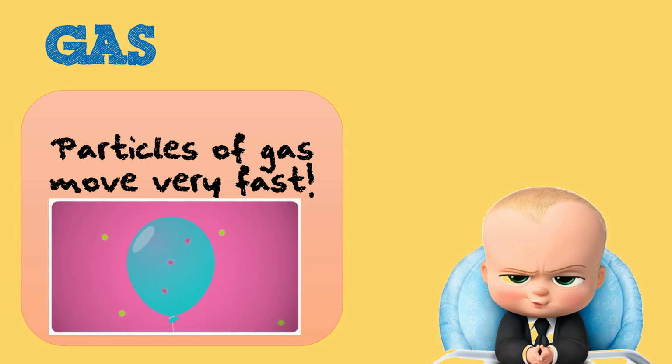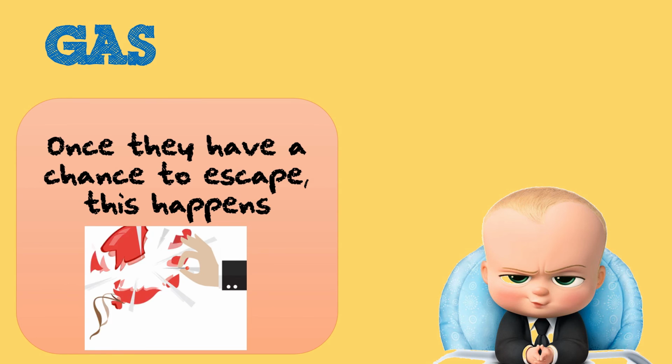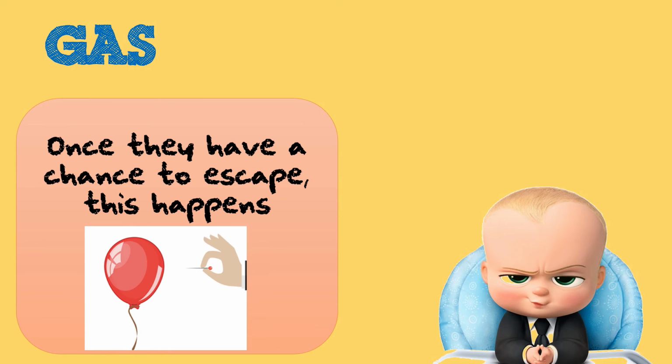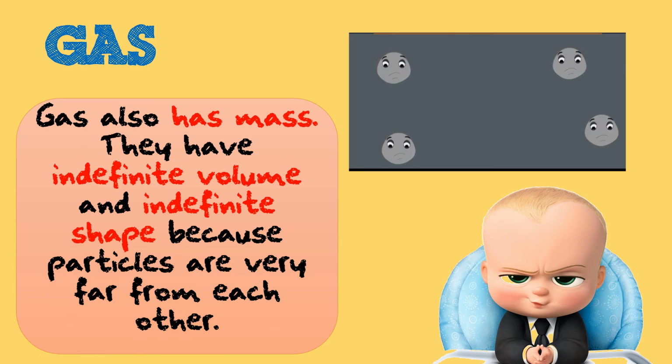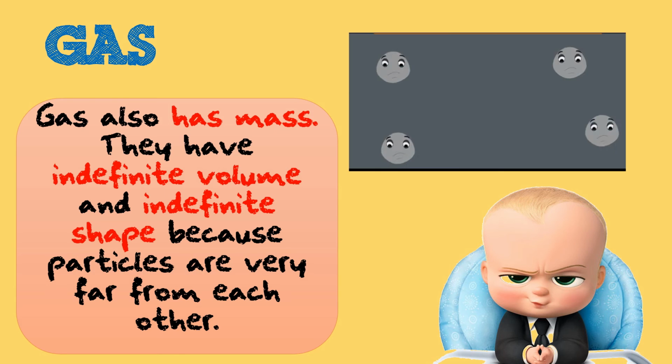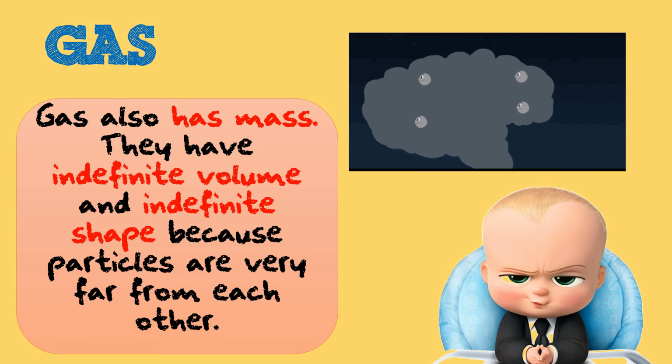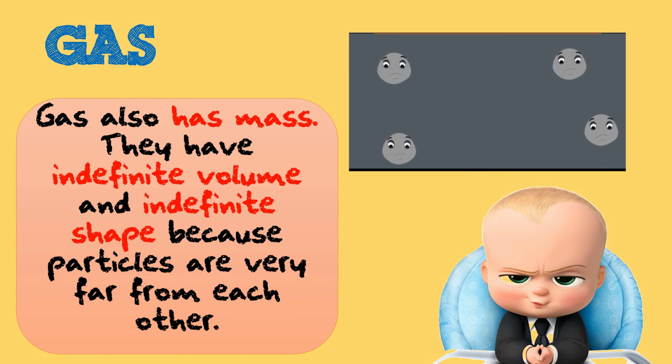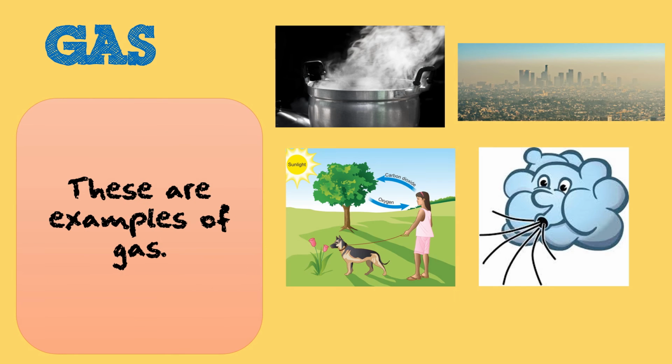Particles of gas move very fast. Once they have a chance to escape, this happens. Gas also has mass. They have indefinite volume and indefinite shape because particles are very far from each other. These are examples of gas: steam, smoke, the carbon dioxide and oxygen in the air, the wind and clouds.